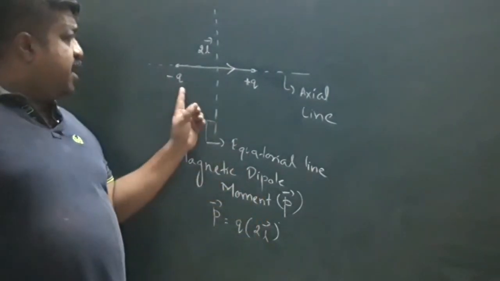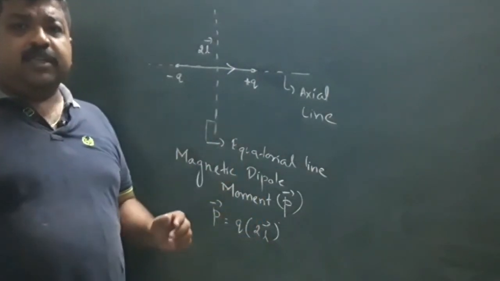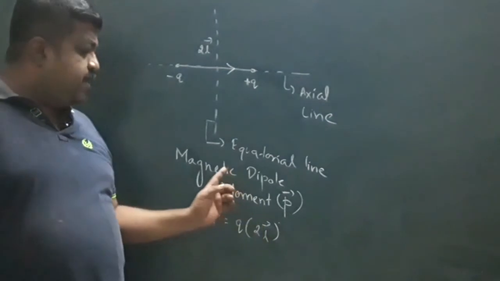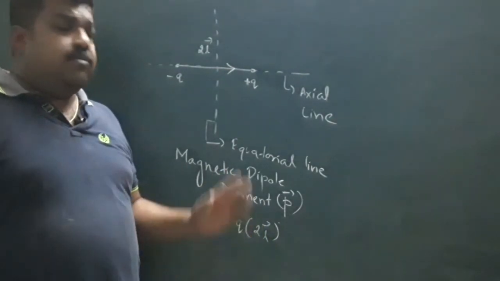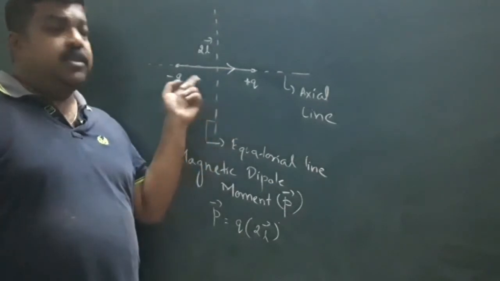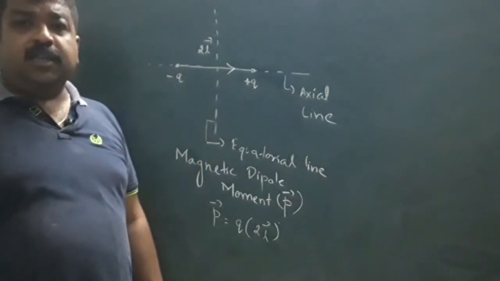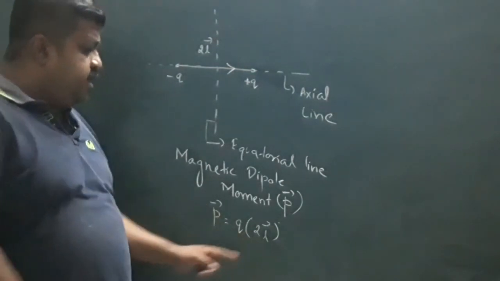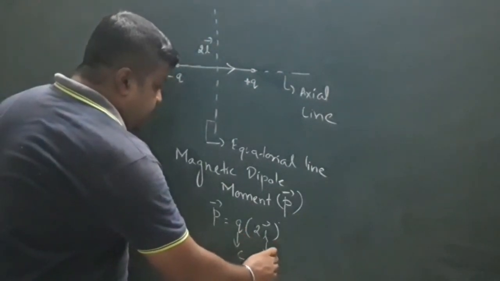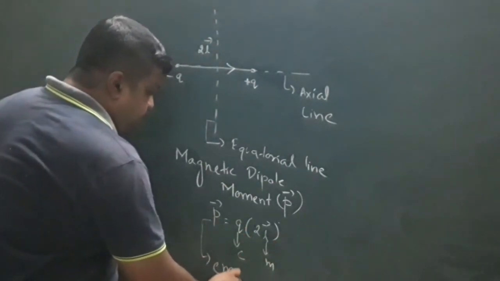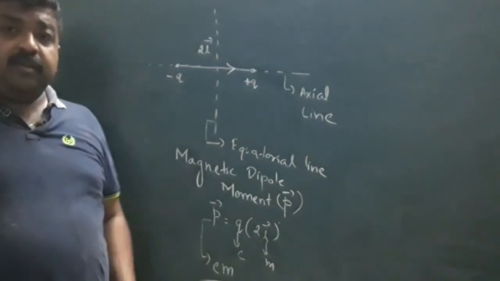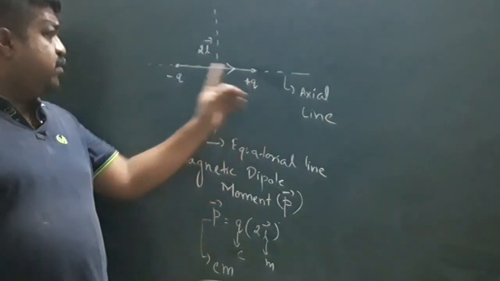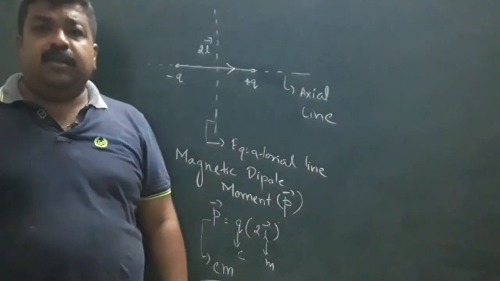Since the length of the dipole is measured from the negative charge to the positive charge, P will be in the direction of the length of the dipole. That means this dipole moment is directed from the negative charge towards the positive charge. And what is the unit of this dipole moment? This is coulomb, this is meter, so it will be coulomb meter. Coulomb meter is the unit of dipole moment. So these are a few terms associated with the electric dipole.